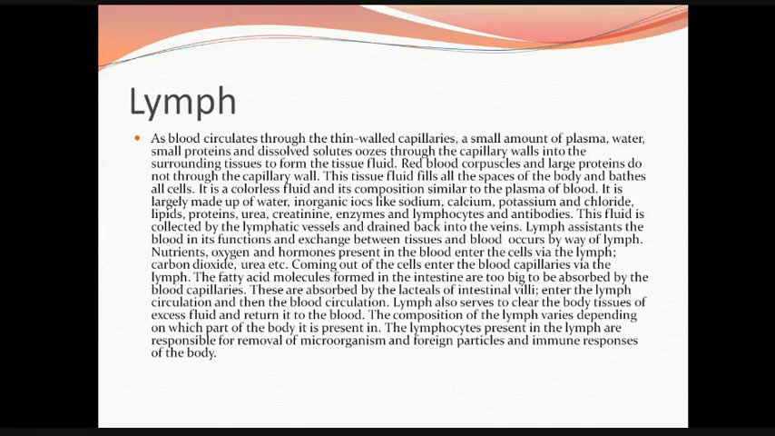So as the blood circulates through the thin wall capillaries, a small amount of plasma, water, small proteins, and dissolved solutes all ooze out from the capillary wall into the surrounding tissue. Now this is going to produce the tissue fluid, and this tissue fluid will not have the formed elements. When we discuss the blood in detail, I will tell you that blood has two important components. One is the plasma, another is the formed elements. Formed elements are the blood cells.